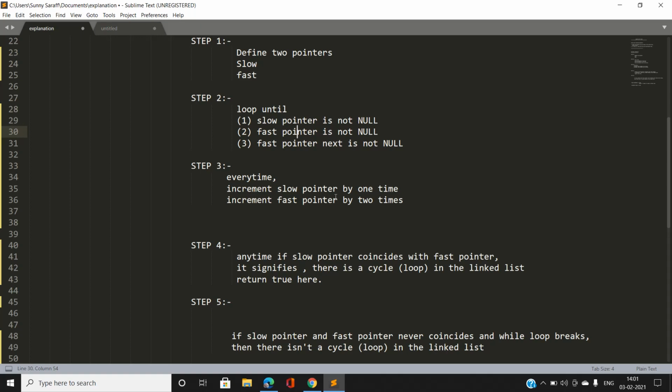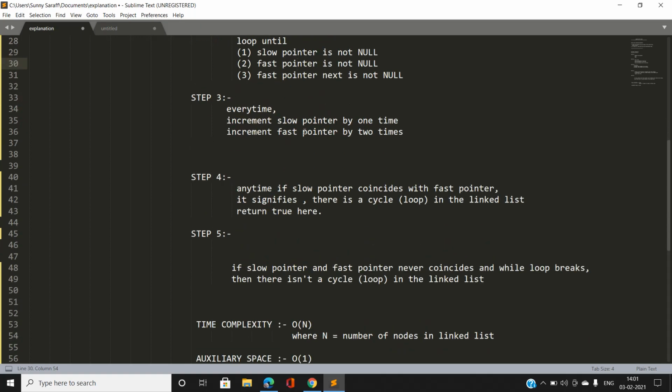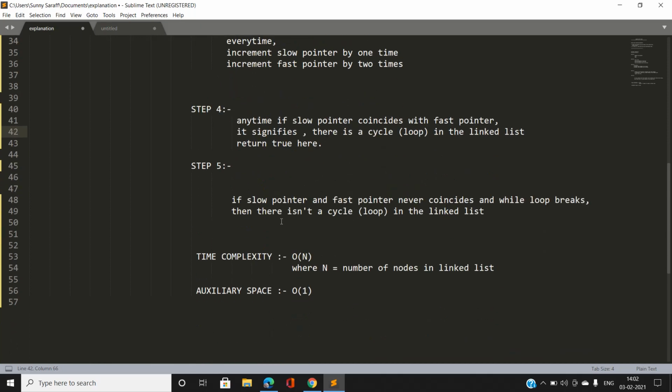Note that this is a very important statement of the Floyd cycle finding algorithm, because each time the distance between the fast pointer and the slow pointer is going to increase, and if they are moving in a cycle of length n, then it is obvious that they are going to coincide, and if there is no cycle, then these two pointers will never coincide with each other. Anytime the slow pointer coincides with the fast pointer, it signifies there is a cycle or loop in the linked list, and we return true. And if the slow pointer and fast pointer never coincide and the while loop breaks, then there isn't a cycle in the linked list.